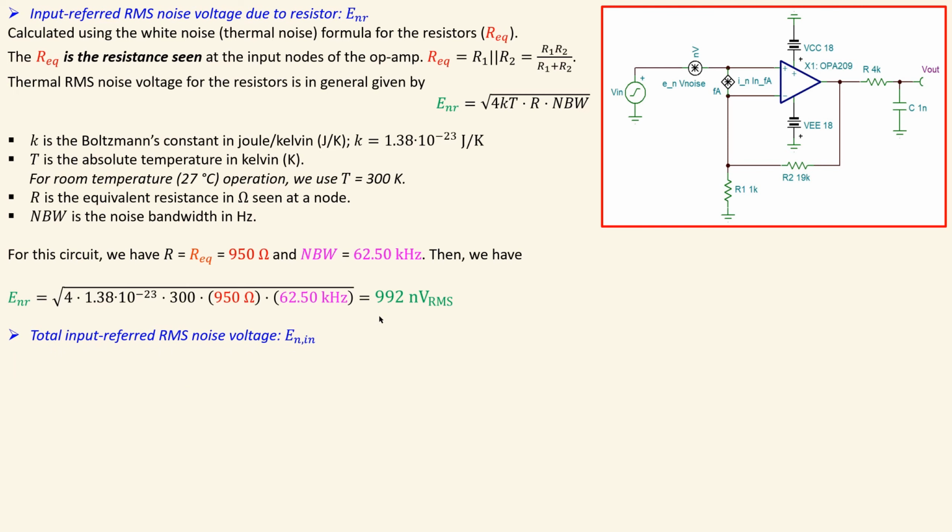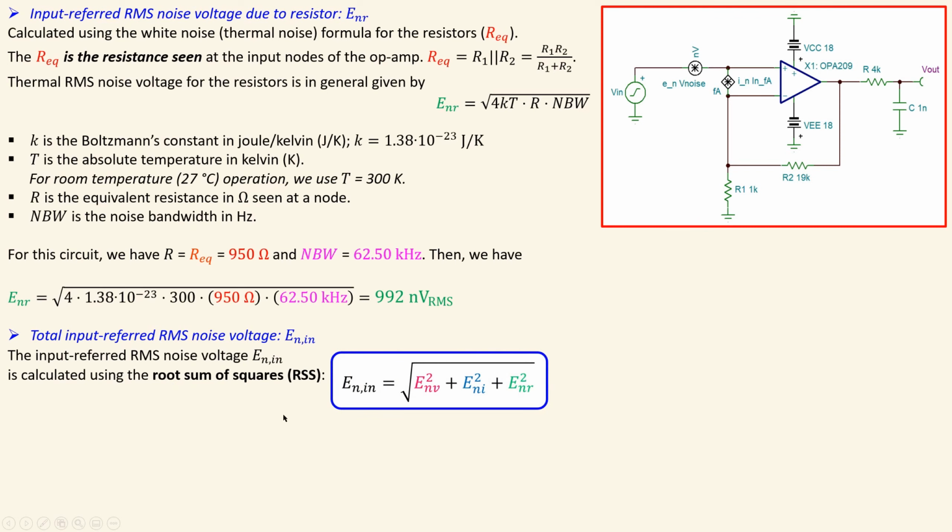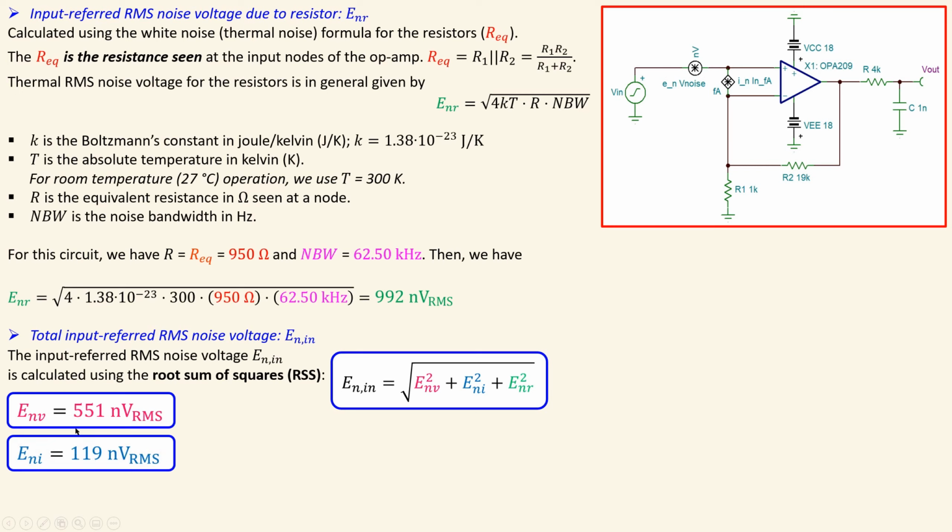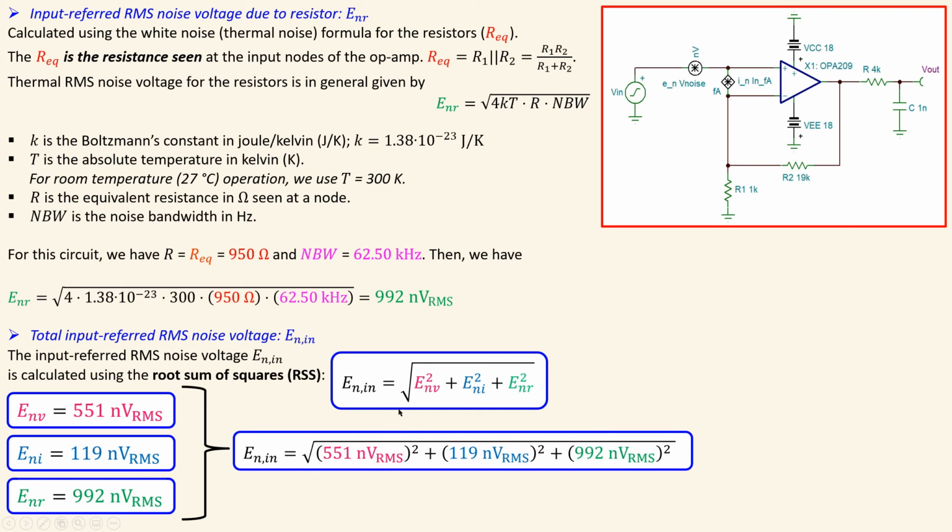So the total input referred RMS noise voltage will again be calculated using the root sum of squares. This is the formula as a repetition. This is what we had for the input referred RMS noise voltage due to the noise current source of the op-amp only. The second part was the input referred RMS noise voltage due to the terminal noise voltage of the resistors only. Now if you combine them together to have the total input referred RMS noise voltage, you will use this formula, substitute values, and you will have 1.14 microvolt RMS in this case.